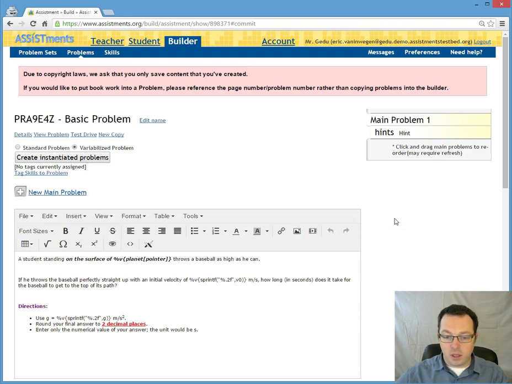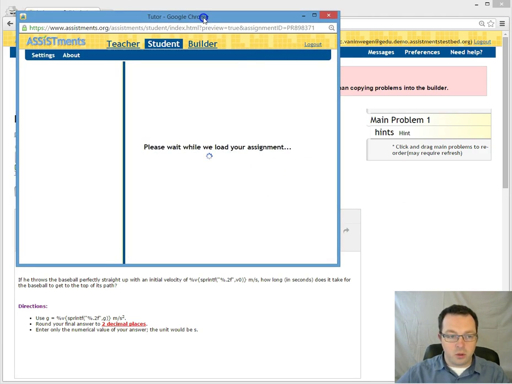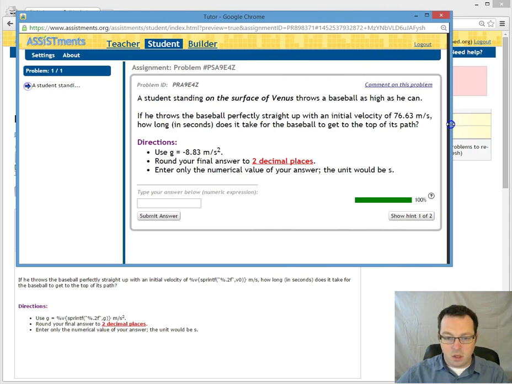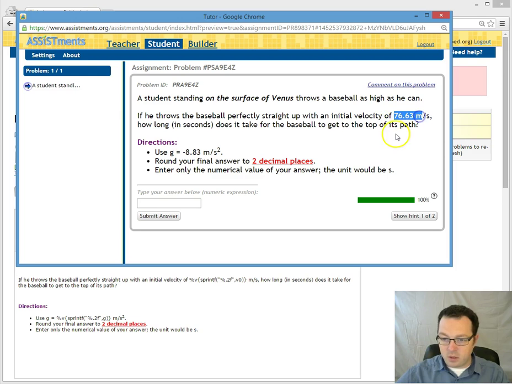In that last video, I left out a couple of things. We never really dealt with the answer, and there's two places that's going to show up where it would aggravate students. So here we are on Venus. We have initial velocity 76.63 and g is 8.83. We're telling the students round to 2 decimal places, but let's see what happens when we actually do that.